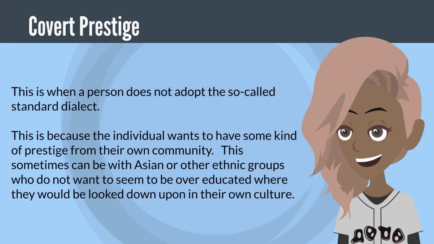Covert prestige. This is when a person does not adopt the so-called standard dialect. This is because the individual wants to have some kind of prestige from their own community. This sometimes can be with Asian or other ethnic groups who do not want to seem to be overeducated, where they would be looked down upon in their own culture.